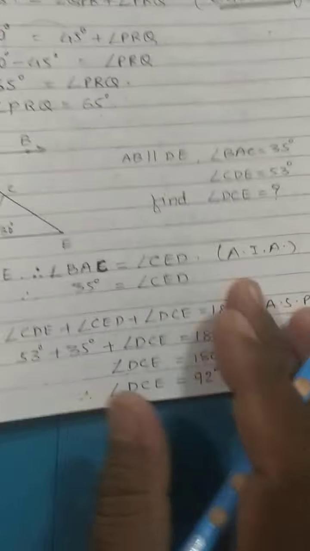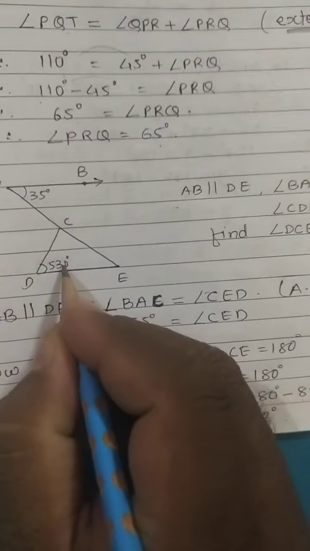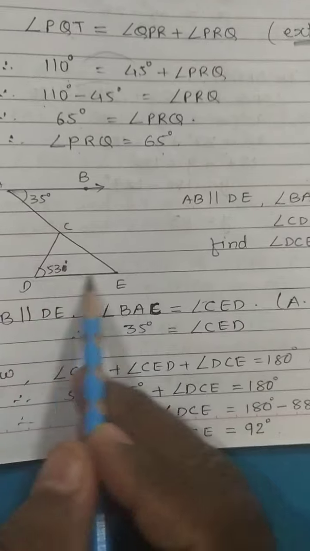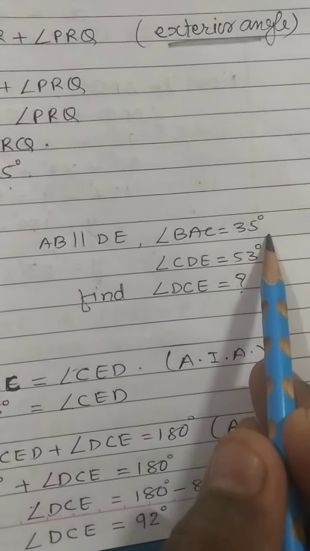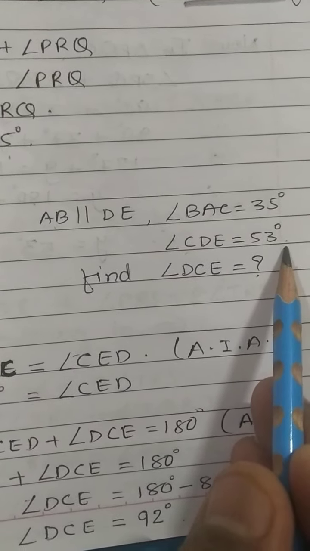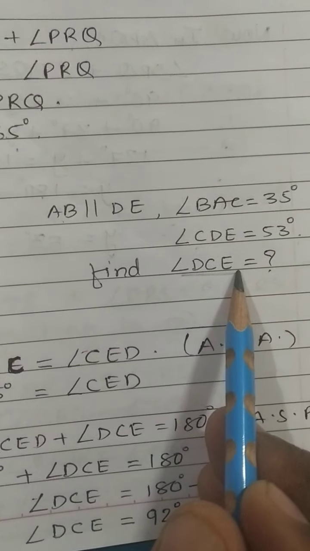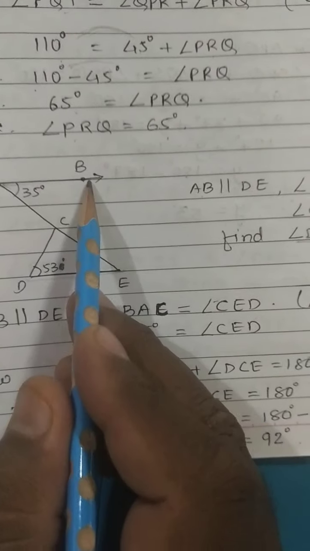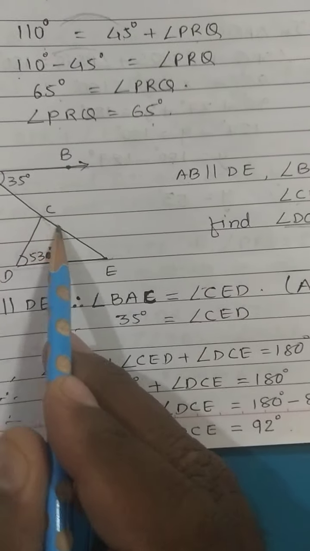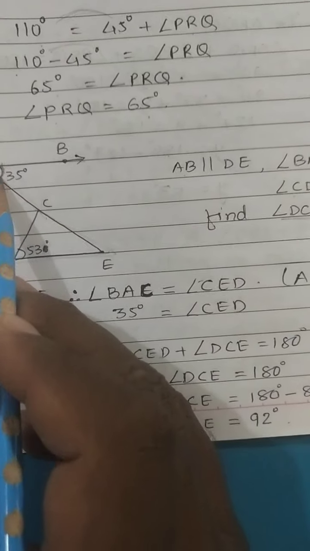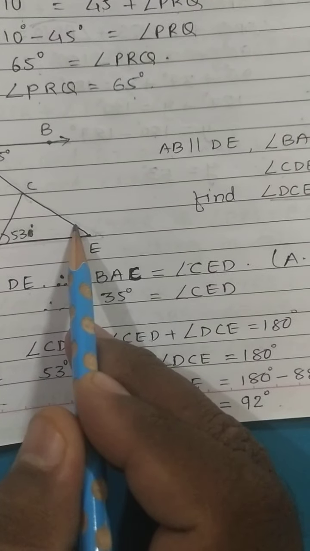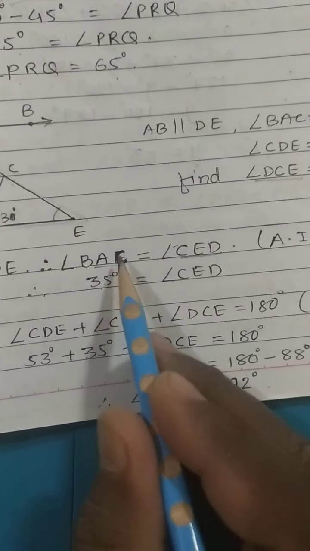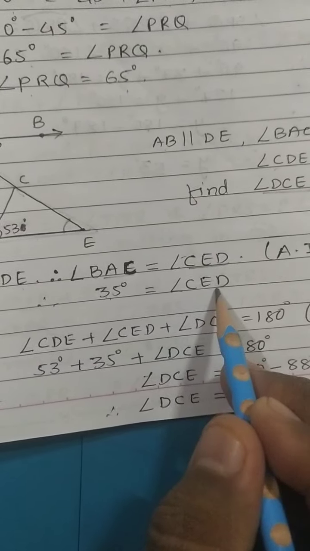Okay. See this figure. This is 53. Yes. AB and DE are parallel. Angle BAC is 35 and angle CDE is 53. We have to find out angle DCE here. You can check AB is parallel to DE. So can we say angle BAC is equal to angle CED, because alternate interior angles are formed here, right? So BAC is equal to CED. So BAC is 35. So CED is also 35.